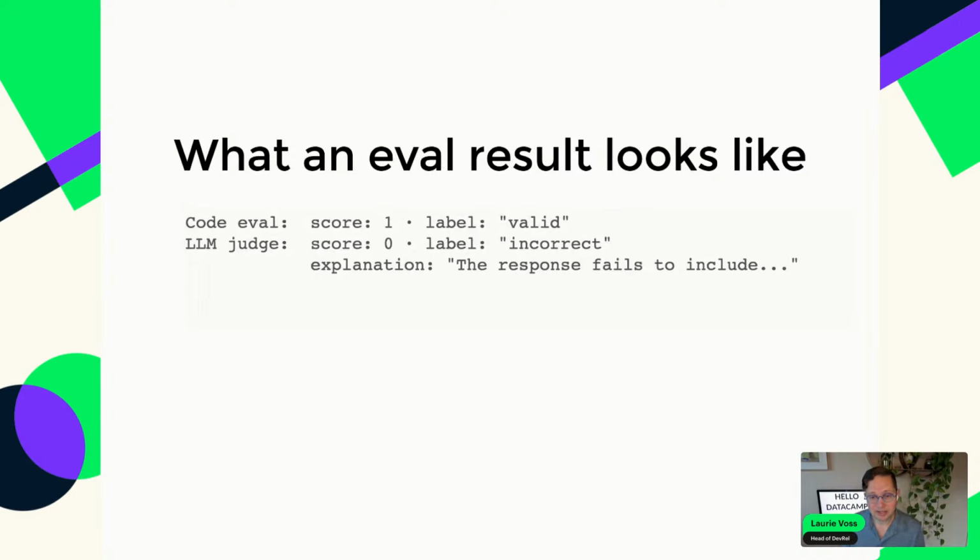This is what an eval result looks like. Every eval produces a score and a label. It's usually a numeric score, usually 0 or 1, and a human readable label like correct or incorrect, valid or invalid. LLM judges add a third thing, an explanation. Code evals don't produce explanations because they don't need to. The check is self-evident, it failed or it didn't. But a judge that says incorrect without explaining why isn't much more useful than no eval at all. The explanation is where the real value lives because it tells you what was wrong, what was missing, what the agent should have done differently. They give you guidance to help turn a failing eval into a prompt improvement.